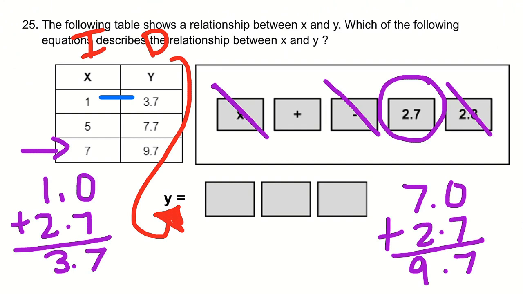I thought that was multiply. I need that x. We're going to have to put that x down here. That was our variable x.